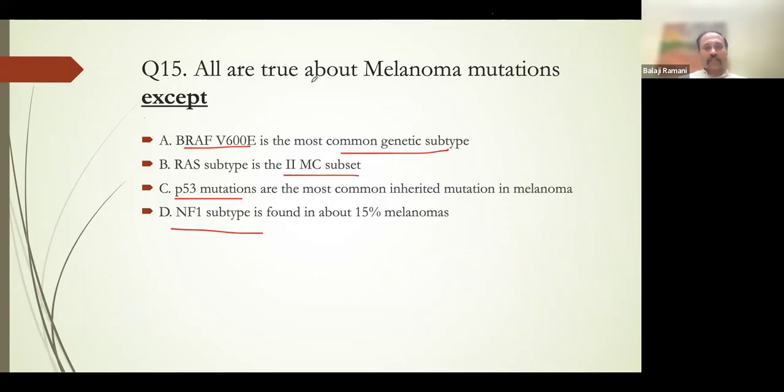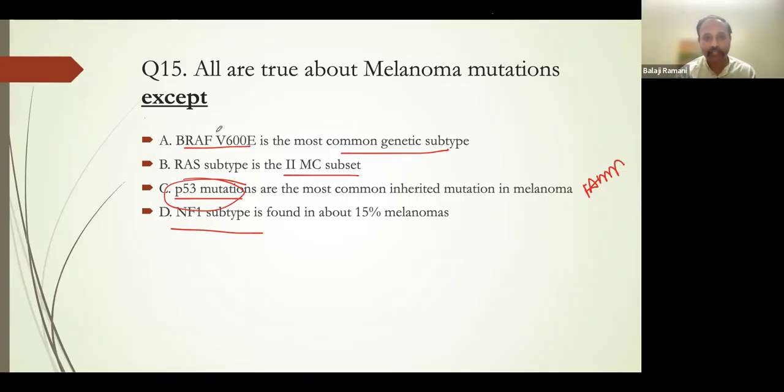So we already know the answer to this, which is not the true statement. We just saw that CDKN2A, or the familial atypical multiple mole melanoma syndrome, is the most common inherited defect. We already saw that. So this is the answer, and P53 is the wrong answer here. So all are true except, so actually there are multiple wrong types here. Okay, genetic, yeah, it is true only.